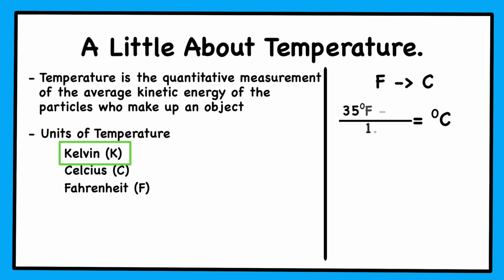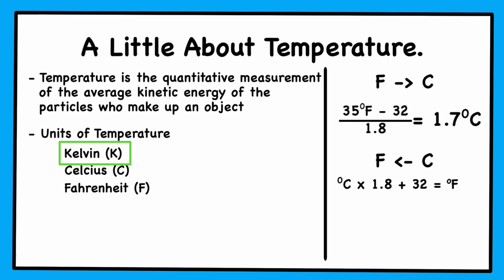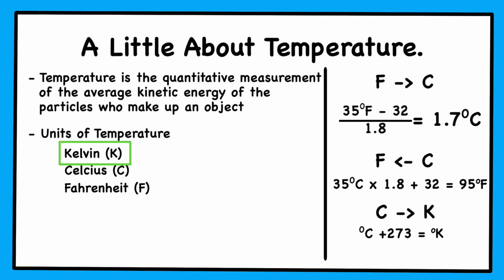Our formula to go from Fahrenheit to Celsius is degrees Fahrenheit minus 32, all that divided by 1.8. So if I wanted to convert 35 degrees Fahrenheit to Celsius, I would subtract 32 from it and divide by 1.8, which gives me 1.7 degrees Celsius. Hypothetically, if I wanted to convert from Celsius to Fahrenheit, all I would have to do is take my Celsius and multiply it by 1.8, then add 32 to it. So if I had a temperature of 35 degrees Celsius and plug it into my equation, I would get 95 degrees Fahrenheit. Once you get your temperature in Celsius, in order to convert it to Kelvin, all you have to do is add 273 to it, and you will get your degrees Kelvin for a substance.